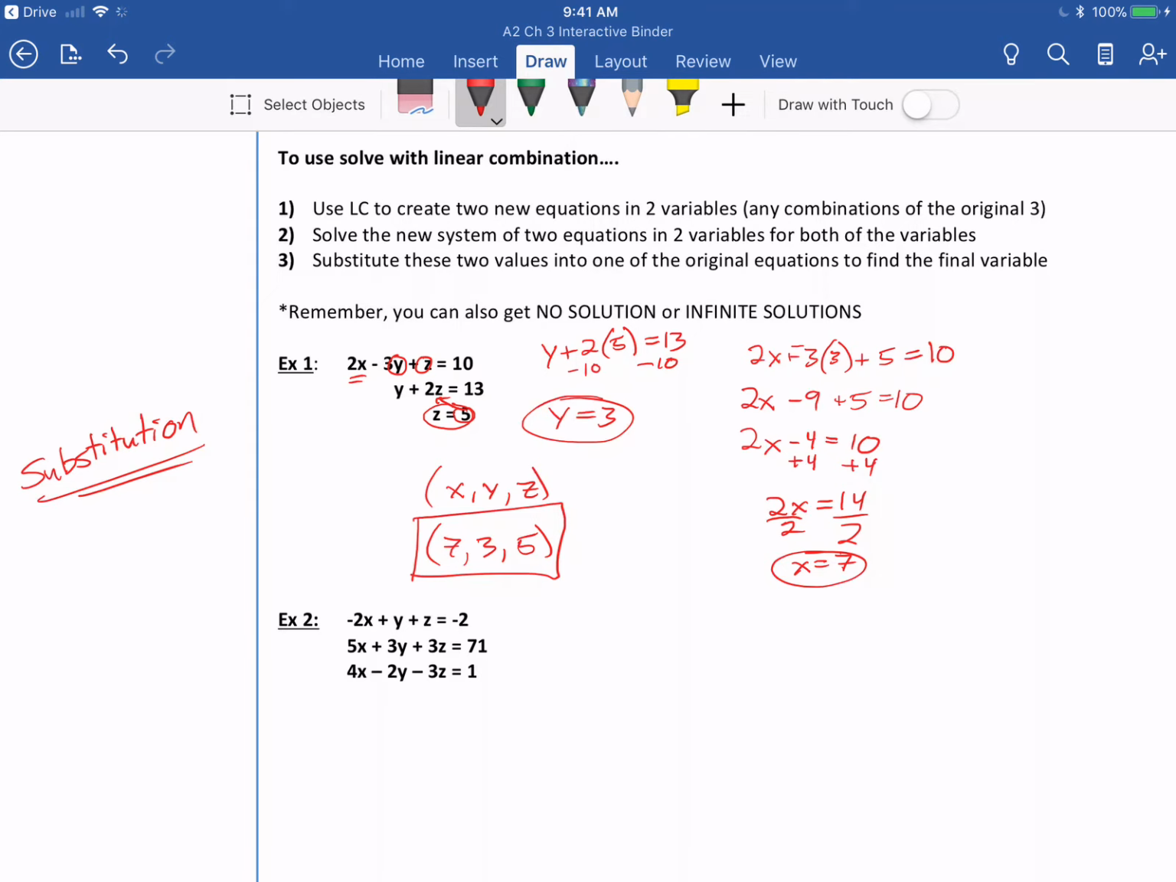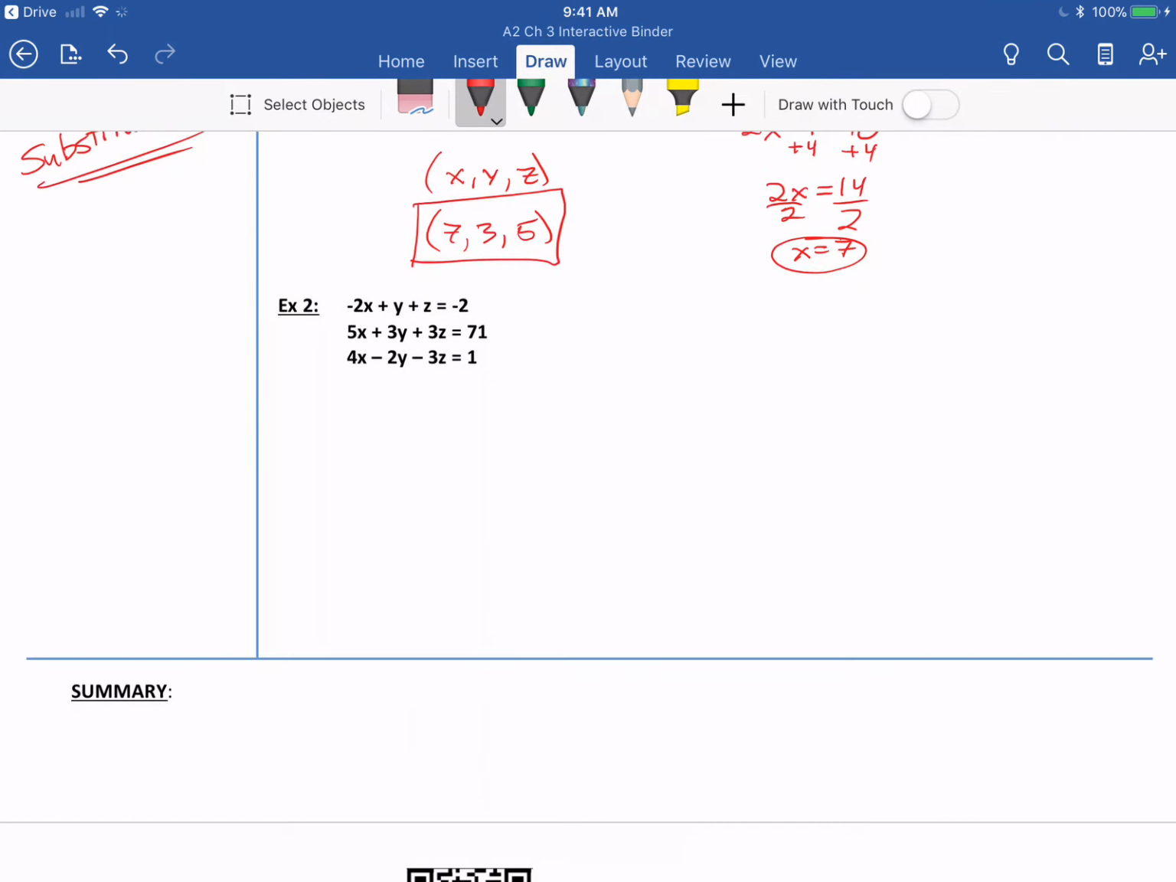All right, awesome. So here we go. Example number 2, as you look here, is a little bit more tricky. We have these 3 equations. I just like to label them 1, 2, and 3 to make a little more sense for myself. I'm going to label those guys 1, 2, and 3 so we can talk about those equations. All right, so this one we're going to have to use the elimination.